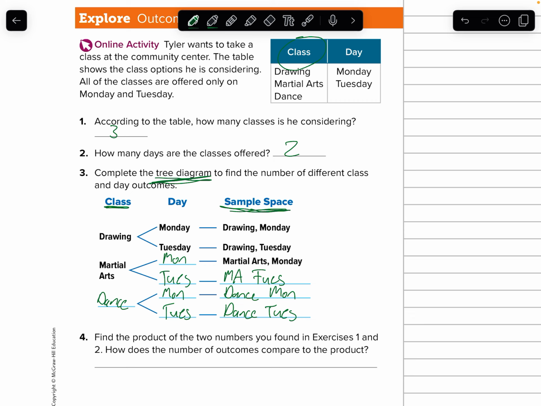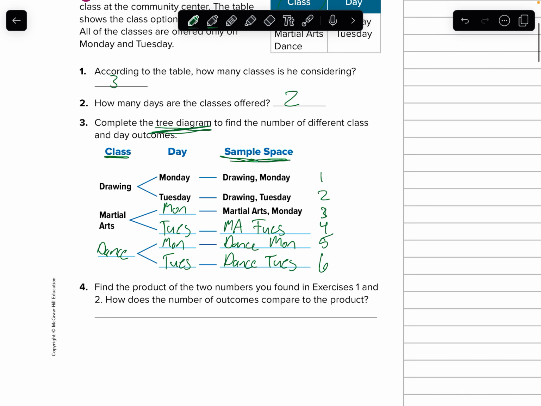Okay. So when we look at our sample space, we have drawing Monday as one option, drawing Tuesday as a second option, martial arts Monday as a third option, martial arts Tuesday as a fourth option, dance Monday as the 5th option, and dance Tuesday as the 6th option.